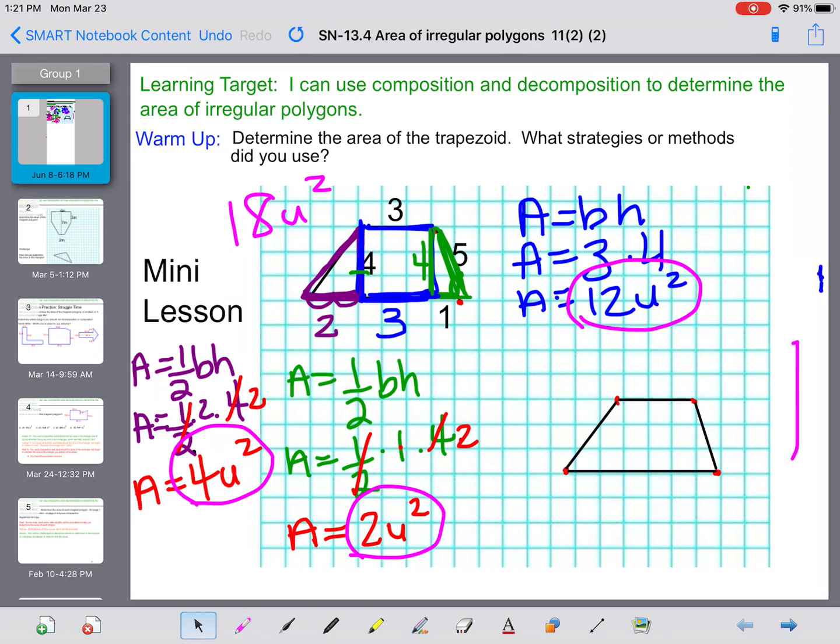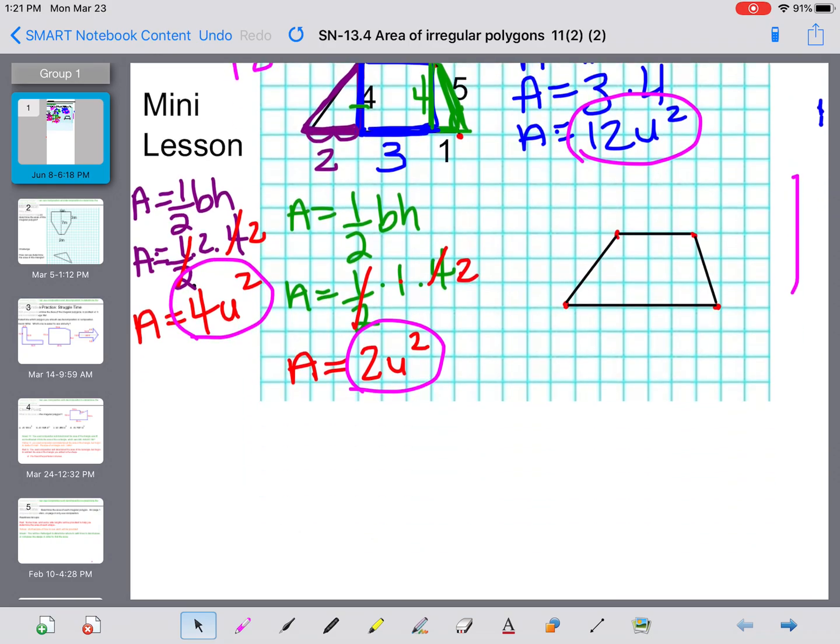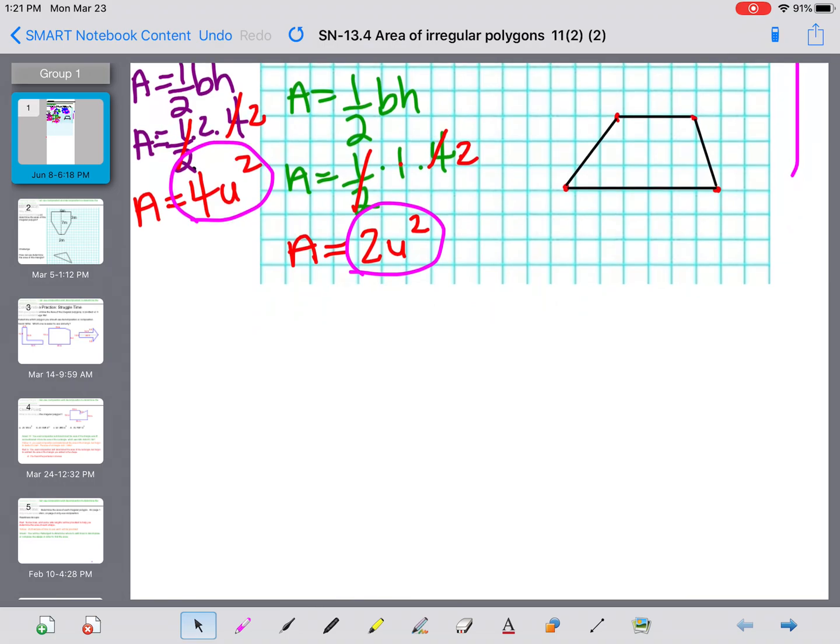So for composition, we are going to be drawing on the outside. So for composition, I'm going to be turning my whole shape into one big rectangle. This dot is a little bit off. That's okay. One big rectangle. And now I need to find the area of my entire rectangle. Area equals base times height.